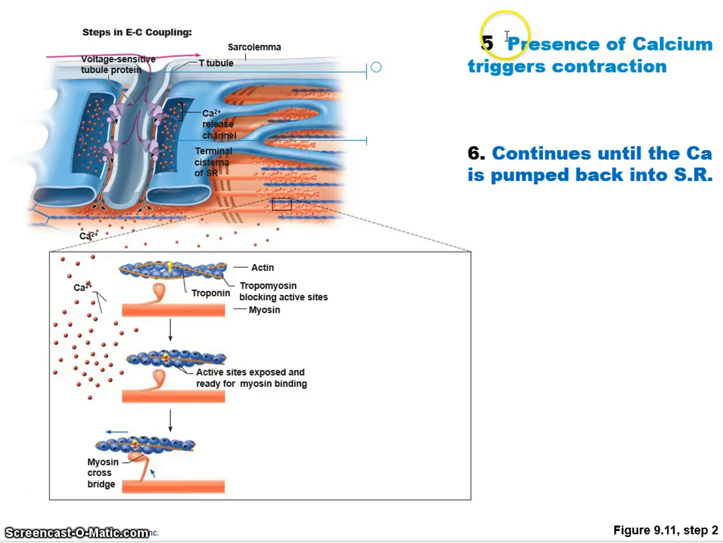So the presence of the calcium in the cytoplasm is going to trigger a contraction, which is the cross-bridge cycle that we talked about in lecture, and that is going to continue until the calcium is pumped back into the sarcoplasmic reticulum. So that is it. 6 steps as succinct as possible in under 5 minutes.